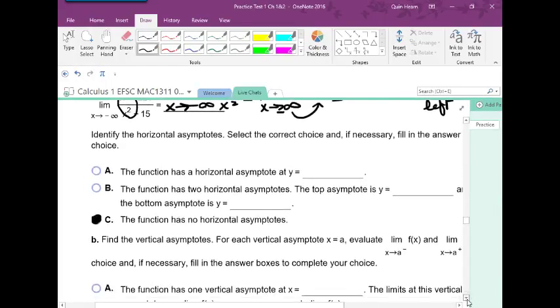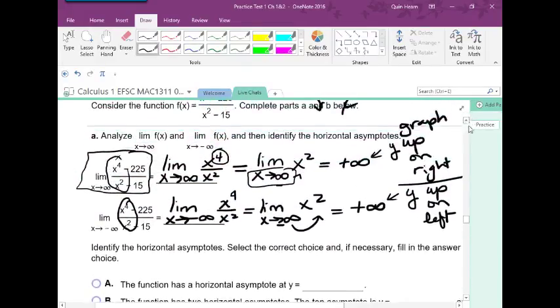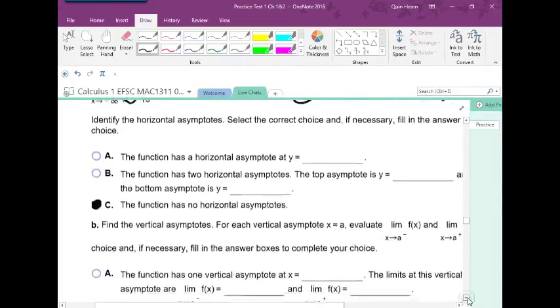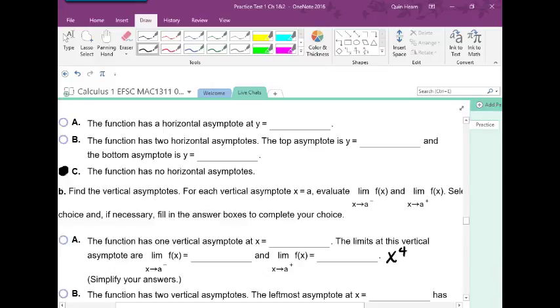Okay, now let's talk about vertical asymptotes. Now remember, the function that we're looking at is x to the fourth minus 225 over x squared minus 15. Let me write that as a function. Let's see. f of x equals x to the fourth, excuse me, minus 225 over x squared minus 15.